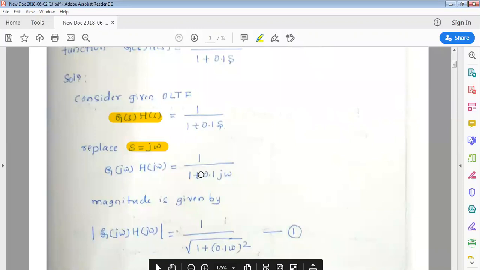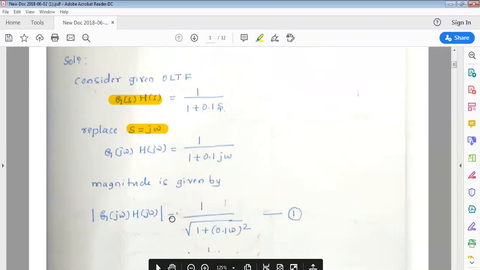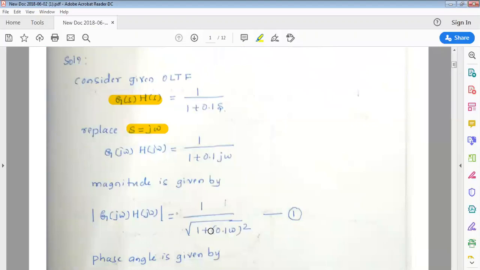Its magnitude is given as the magnitude of G(j omega)H(j omega) equal to 1 by the square root of the square of the real part plus the square of the imaginary part. The square of 1 is 1, plus the imaginary part, here 0.1 omega, squared. Call this equation number 1.